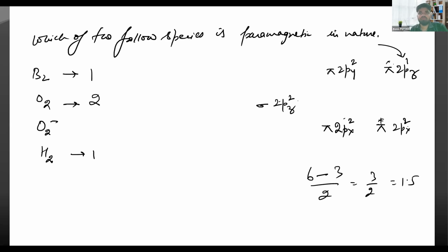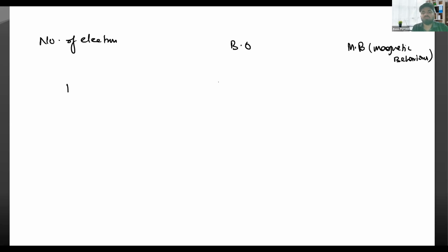Let's have a table for which is paramagnetic and which is diamagnetic. So let's have a bond order trick. I'm writing the number of electrons, then bond order, and then magnetic behavior. If the number of electrons is 1, then the bond order will be 0.5, because we will have 1 divided by 2. Since it is not even, it is paramagnetic.